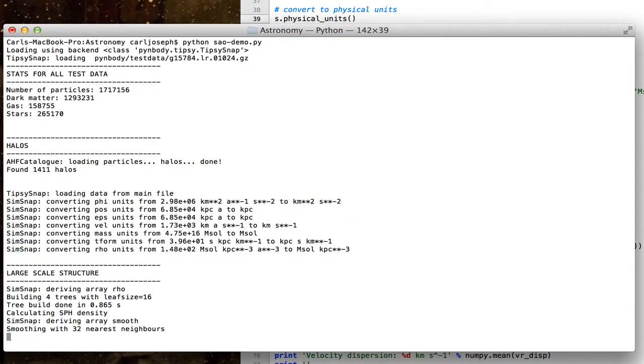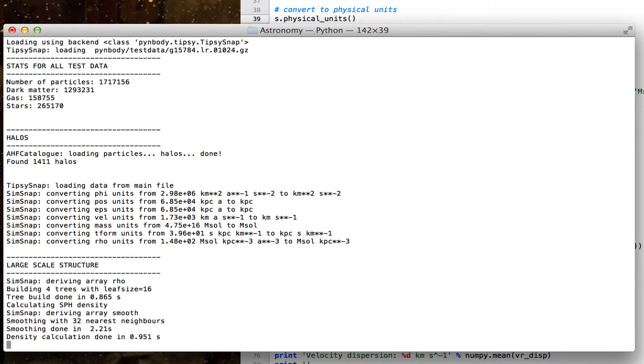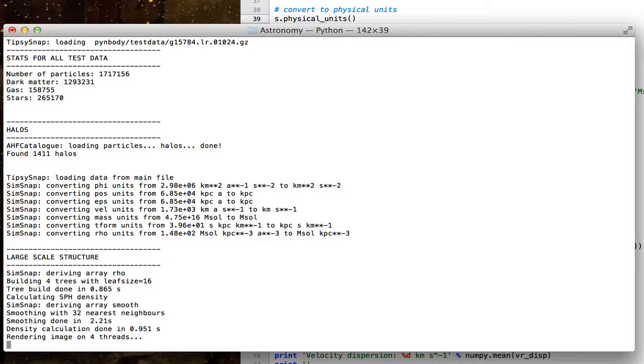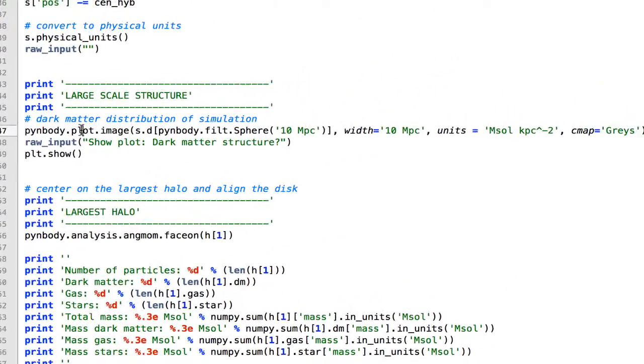And we can have a look at the large scale dark matter structure here. So what we're going to look at is we're going to plot in an image the dark matter, that's the D, contained within 10 megaparsecs of the simulation. So this is the middle 10 megaparsecs. Now the data is only about 10 megaparsecs, so we can't go much larger than that.